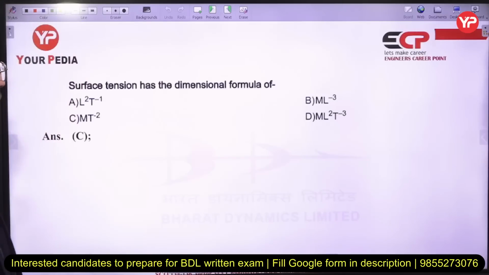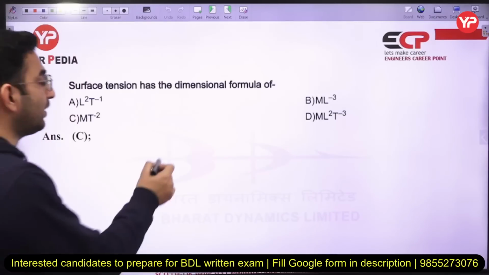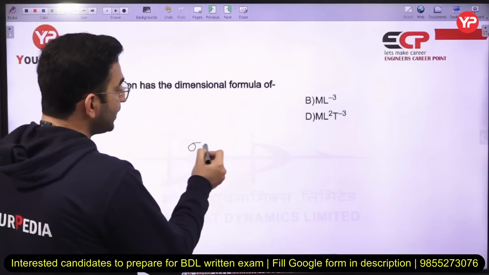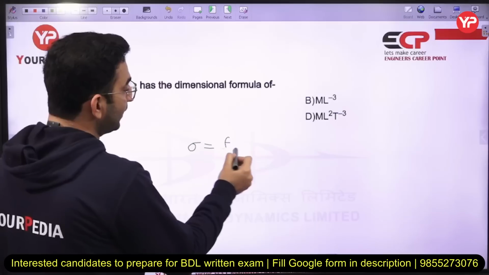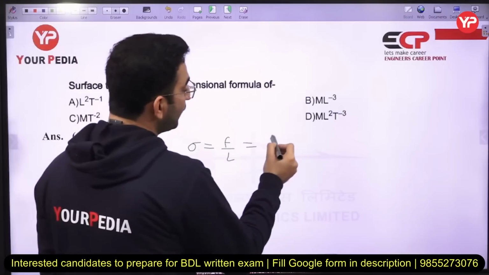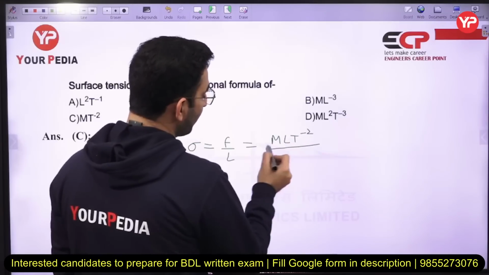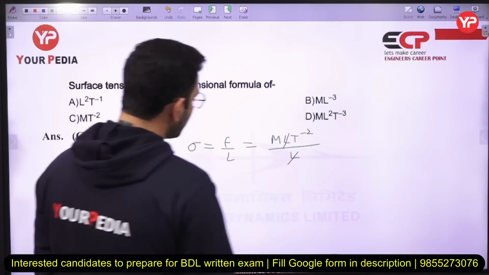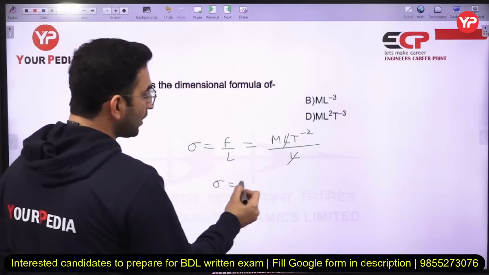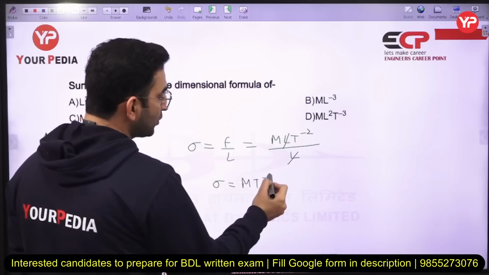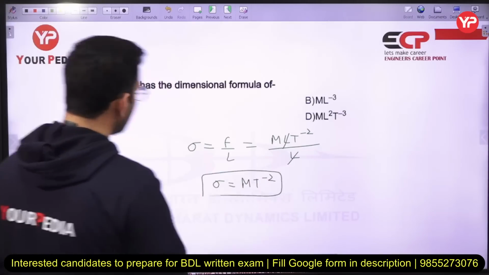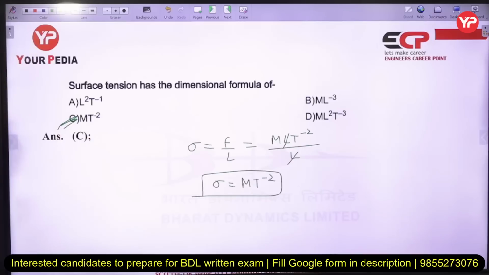Next point, surface tension has a dimension formula. See, the surface tension is defined as the force per unit length here. Okay, and the unit of the force is MLT minus 2 divided by length here. So here you can see the dimensional formula of the surface tension is MT minus 2. So here the option number C is going to be the correct answer here.